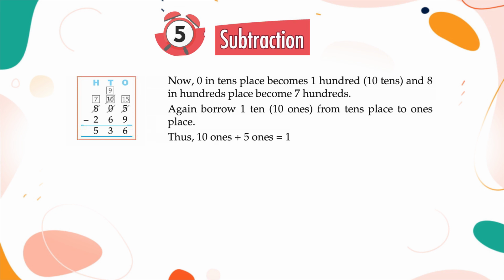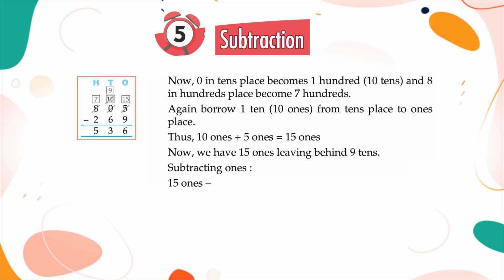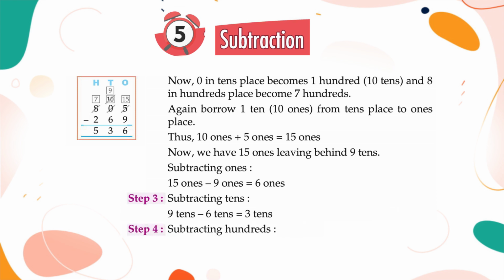Thus, 10 ones plus 5 ones is equal to 15 ones. Now, we have 15 ones leaving behind 9 tens. Subtracting ones. 15 ones minus 9 ones is equal to 6 ones. Step 3. Subtracting tens. 9 tens minus 6 tens is equal to 3 tens. Step 4. Subtracting hundreds. 7 hundreds minus 2 hundreds is equal to 5 hundreds. So, 805 minus 269 is equal to 536.